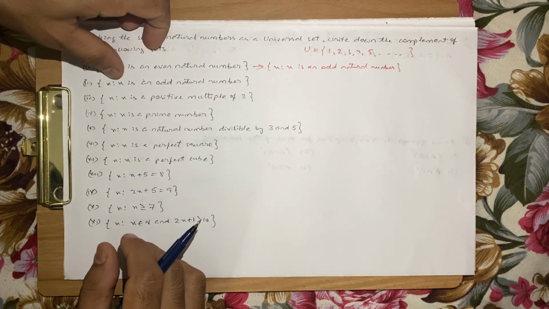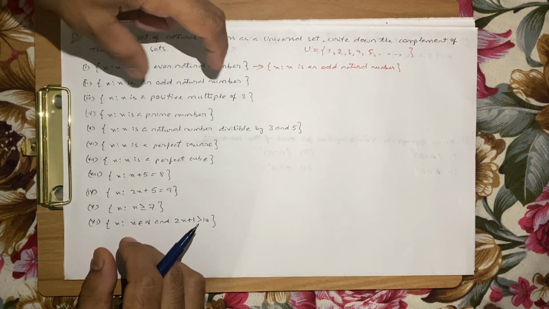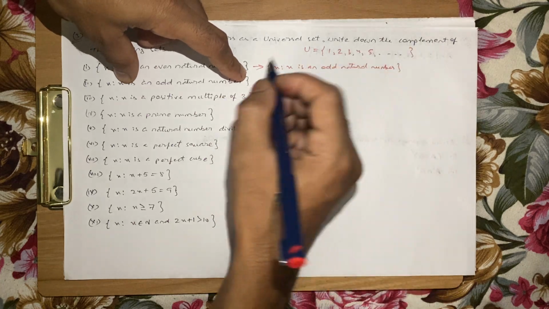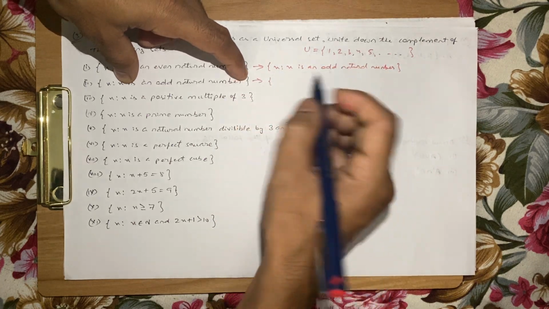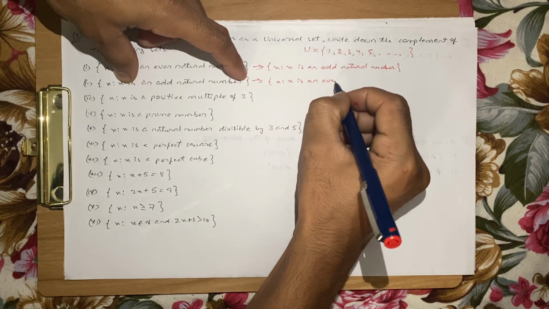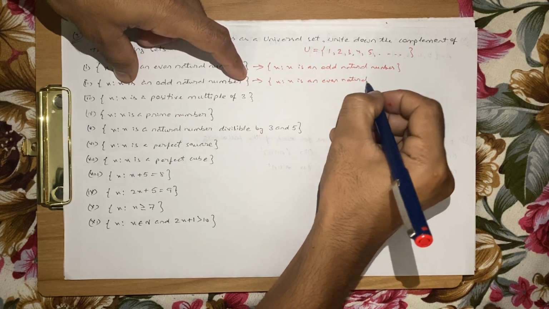Now the next one is x such that x is an odd natural number. So this is a set of all the odd numbers. So what will be the complement? The set of all the even numbers. Simple. X such that x is an even natural number.